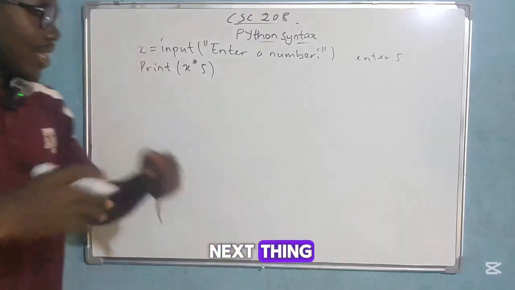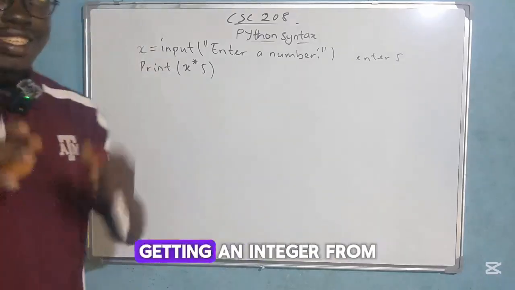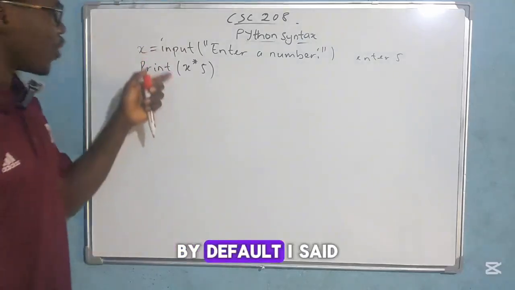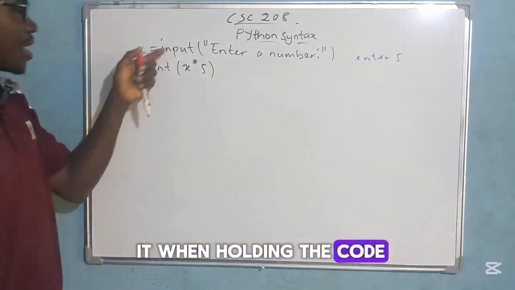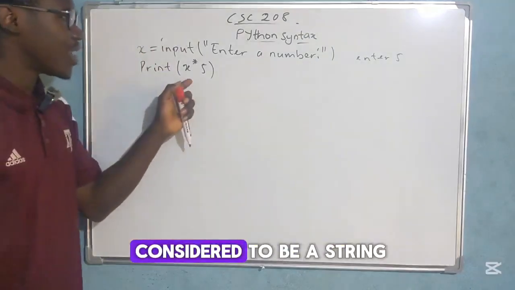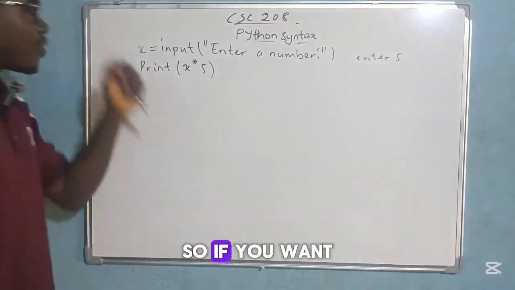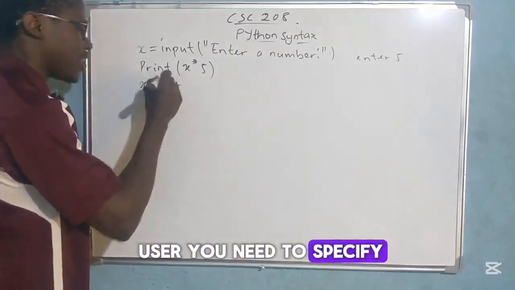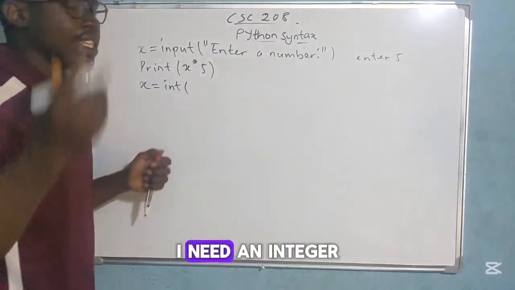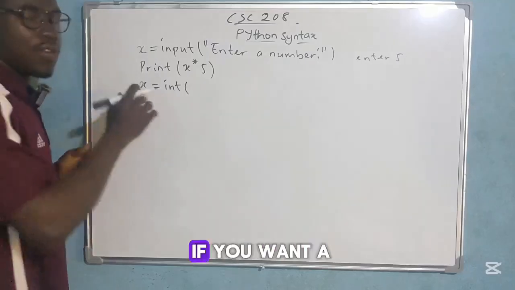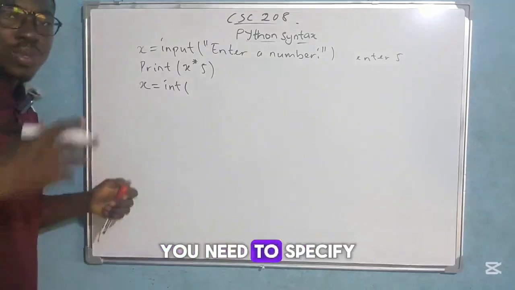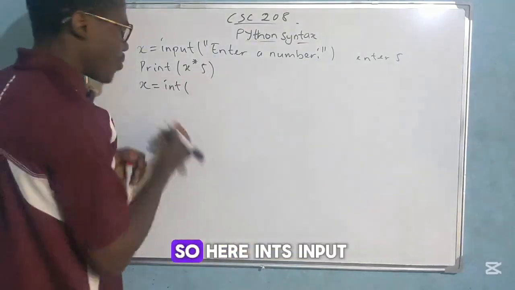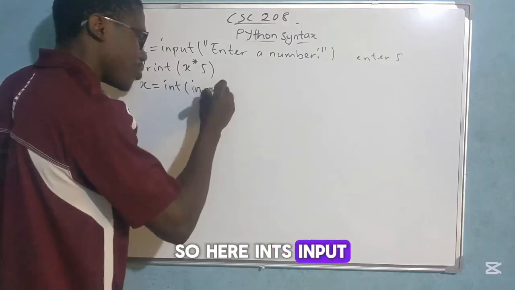Now moving to the next thing, we're going to talk about getting an integer from the user, not a string. Because I'm sure I said it in a video, by default, this is considered to be a string. So if you want to get an integer from the user, you need to specify, I need an integer from you, so I take int. If you want a floating point number, you need to specify that you need a floating point number. So it's very important. So we have int input.